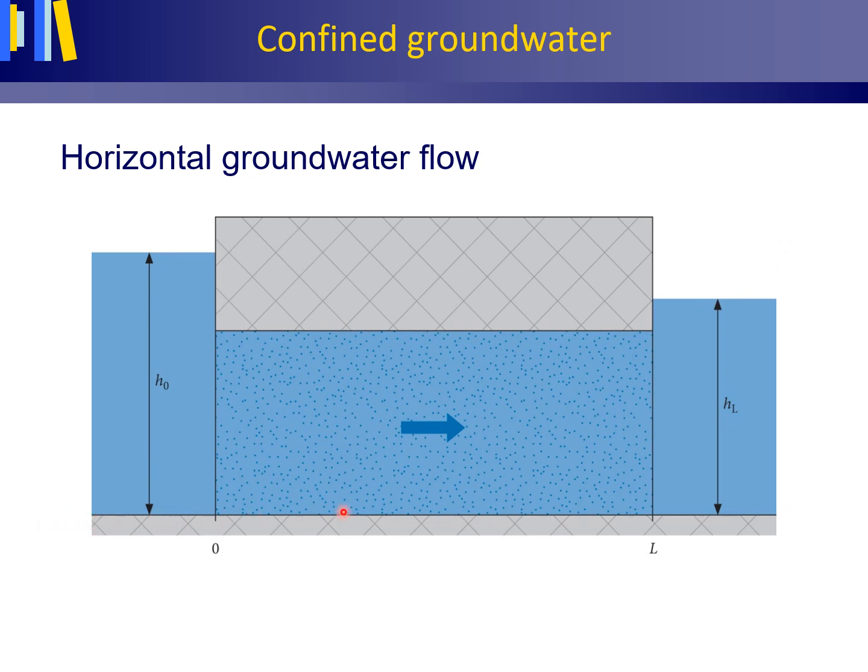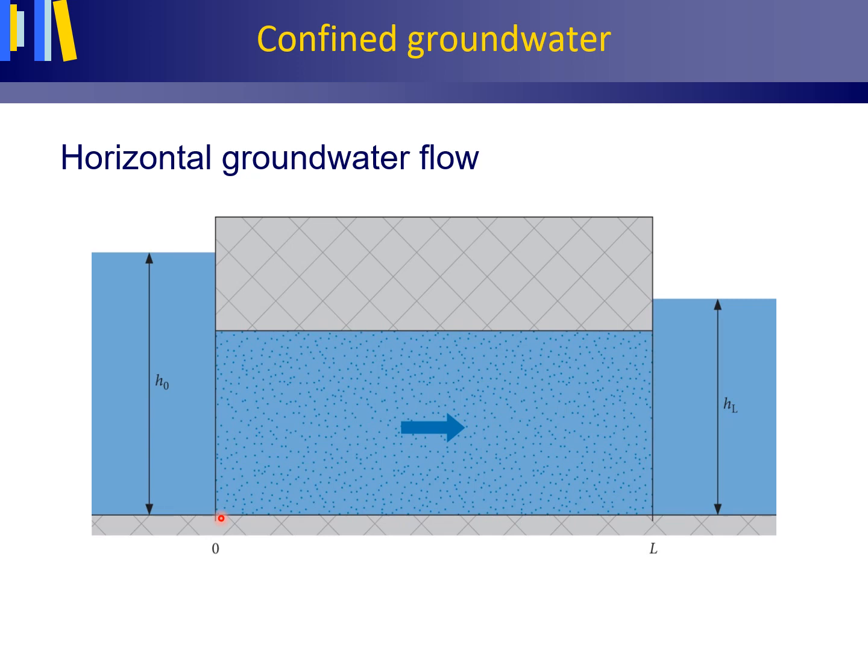The top of the lower impermeable layer serves as the reference level. At x is 0 meters, the hydraulic head in the aquifer, H0, equals the water level in the left canal. At x is L, the hydraulic head in the aquifer, HL, equals the water level in the right canal. In each point of the vertical in x is 0, the hydraulic head, or potential, has the same value H0.